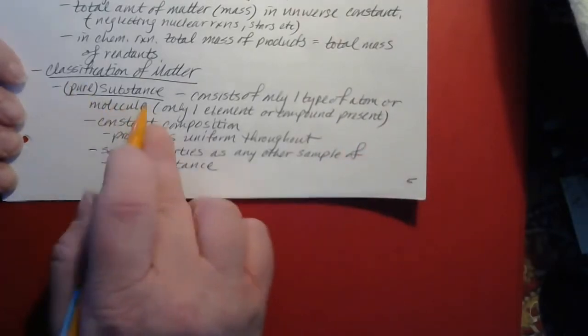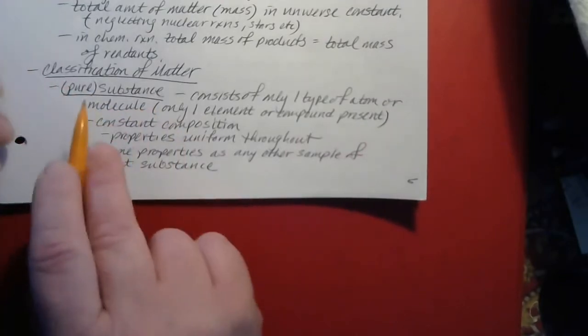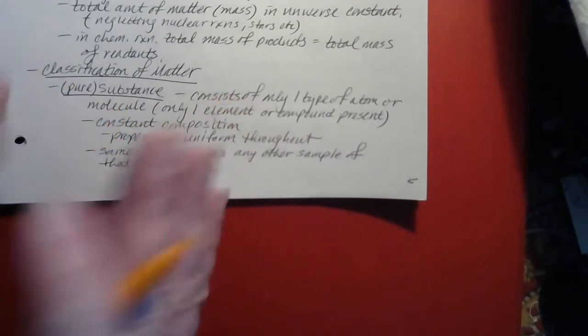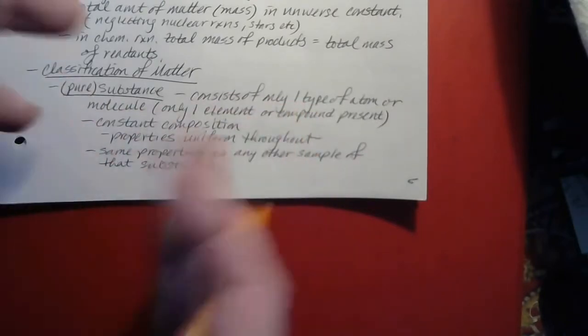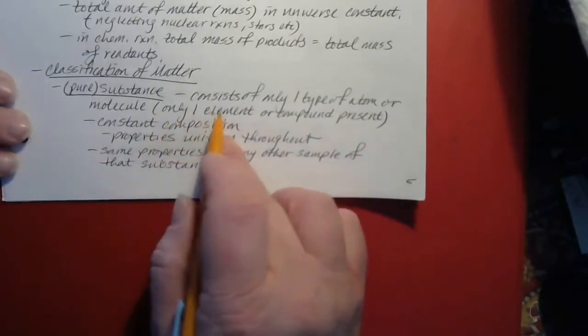So when we're talking about pure substances versus mixtures, I put pure in parentheses because generally in chemistry, whenever we say the word substance, the word pure is implied. So we may call it a pure substance, we may just say substance, but that means pure substance.